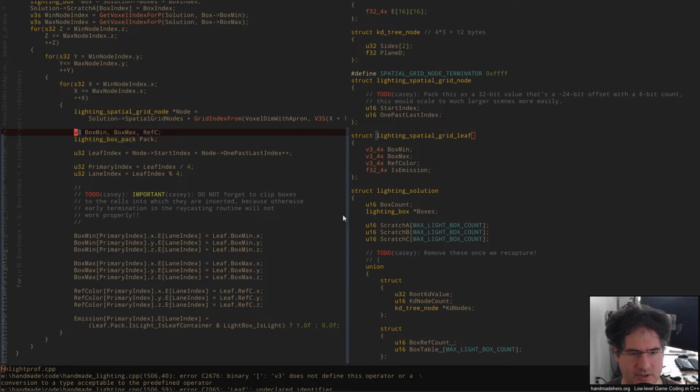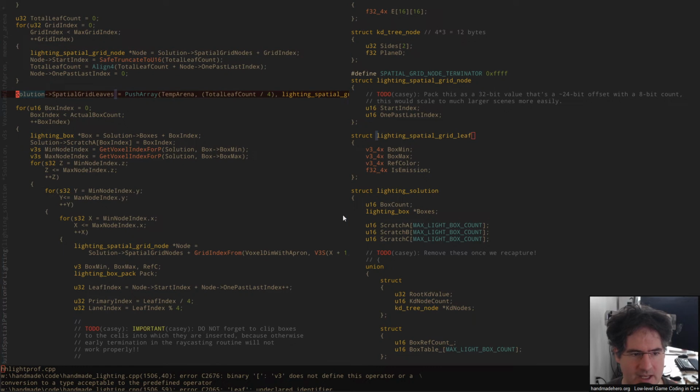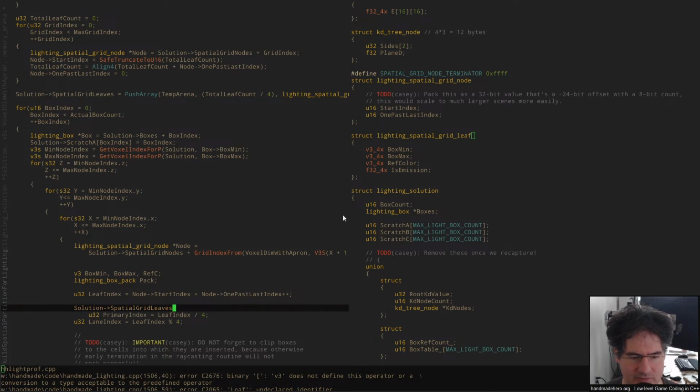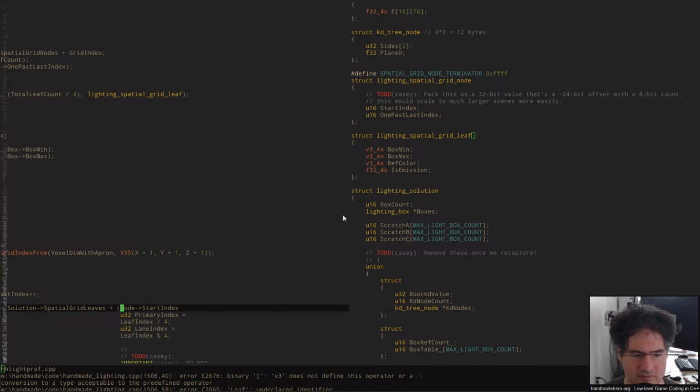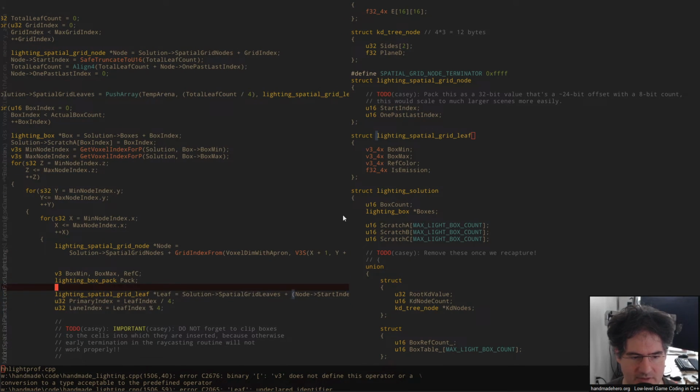But what we need to do here is say, okay, we have a particular node. We now need to figure out, for the solution spatial grid leaves, which are packed by 4s, what the primary index is. That primary index is going to give us back which one of these leaves we're in. And so this part here, where we're doing the leaf index divided by 4, that's really what's going on there, and that's coming from this anyway. So we really can just do this, right? And that's what gives us the leaf in this case.